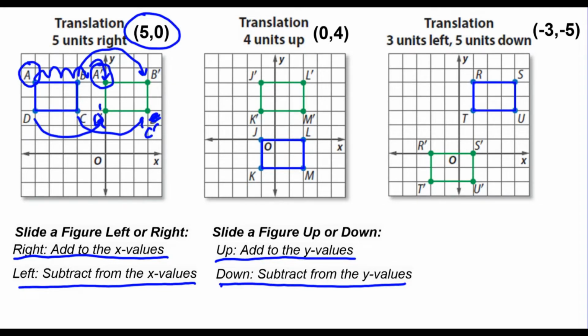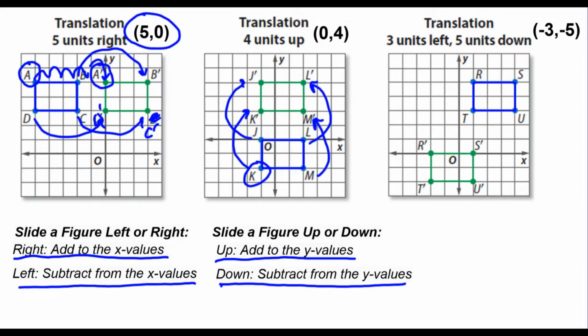So again, we started with our original K. And if you add 4 to the y values, you're going to get K prime, and J to J prime, M to M prime, and L to L prime. So we can move a shape and create a new image that is congruent, or identical, to the original one. It's now just in a new location.